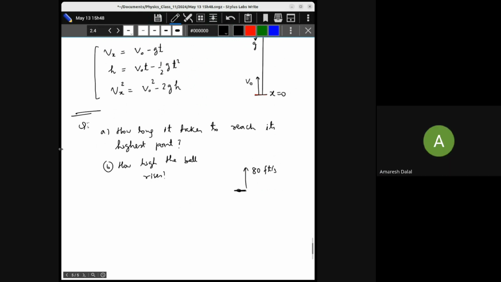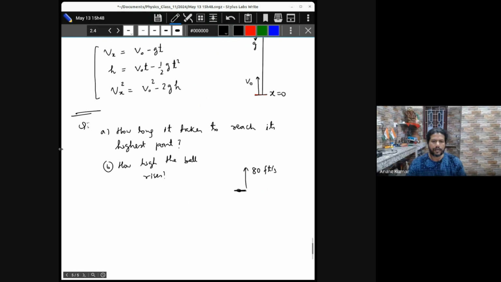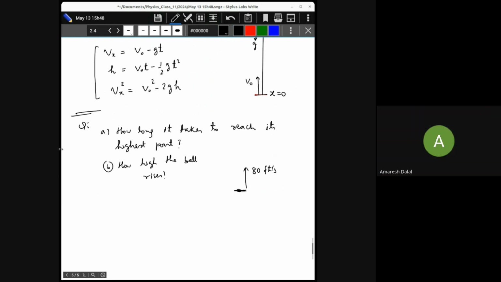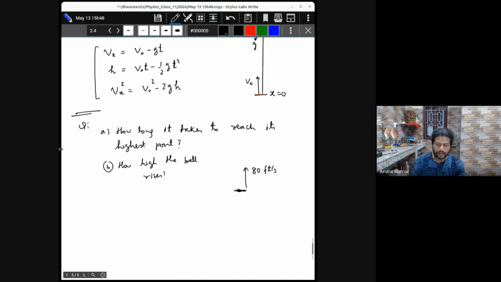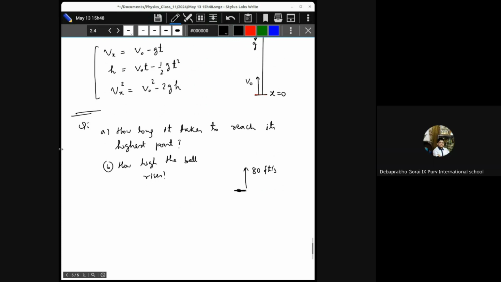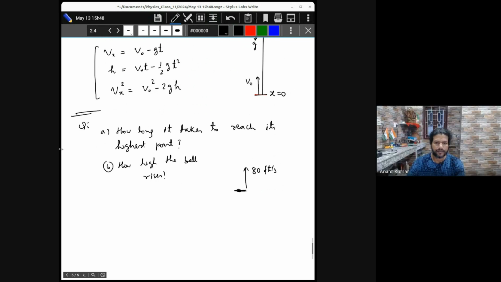Sir, it will be 100 feet. 100 feet, that's right, that's correct. Reaching in 10... Sir, time 2.5 seconds. Yes, that's correct, 2.5 seconds. Okay, fine. So a relatively easy question it seems.